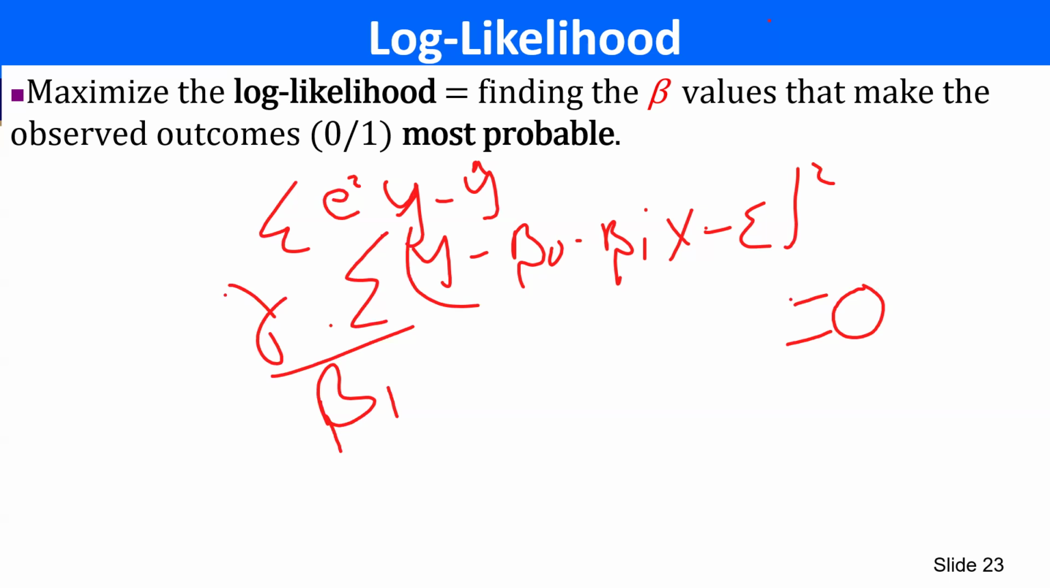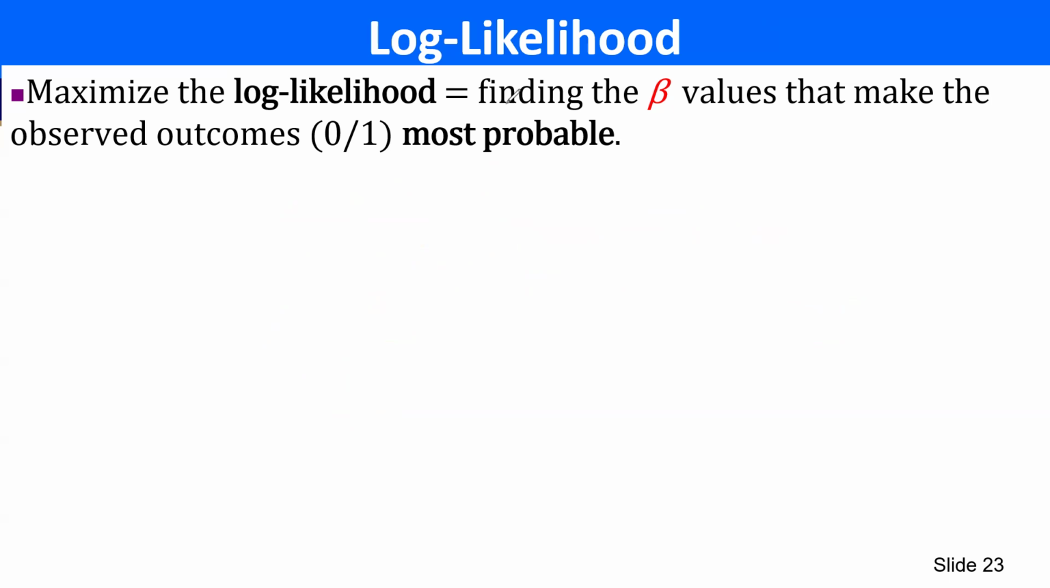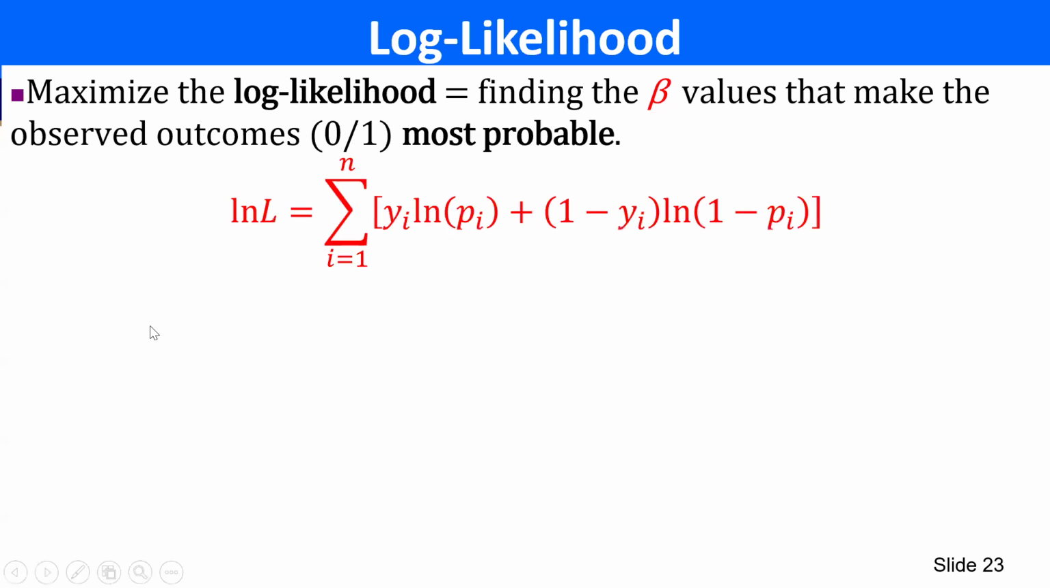So here too, you will maximize the log of the likelihood, the total probability. You maximize the log of that. And that will help you to find the beta. That will make the observed outcome, the binary outcome, most probable. That's why it's called probability, most probable. You maximize that. The maximization process is a very complex process, but let me just summarize it here.